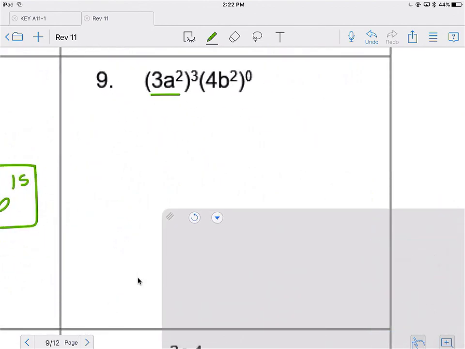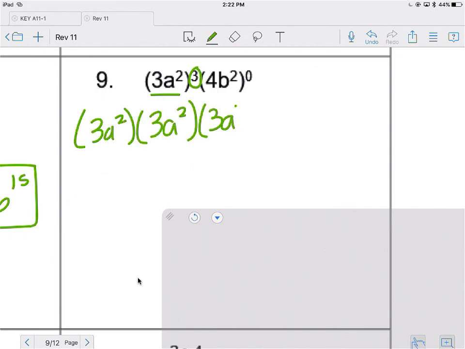Problem 9, I'm going to write this out this many times, so 3a squared 3 times. And then 4b to the 2, I'm going to write out 0 times, meaning I'm not going to write it at all. It's basically as if that part was not there. The whole thing is not 0, so I can't cancel the whole thing, but I can just write this 3 times and not do anything with the other part.